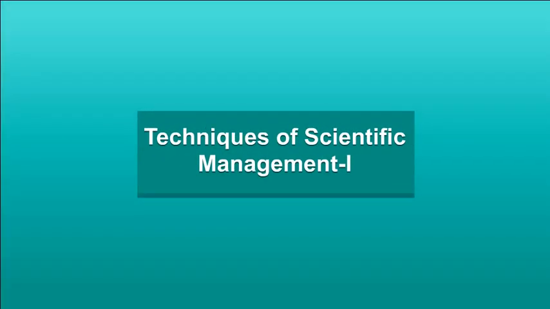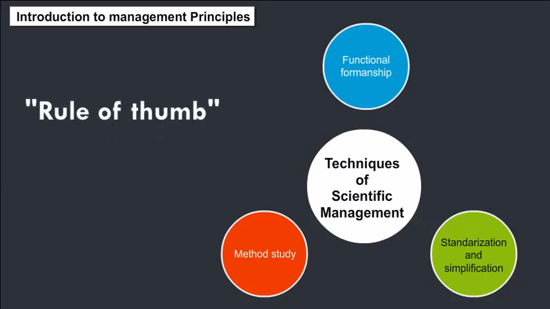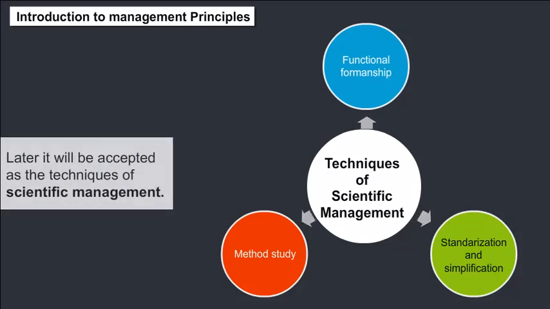Techniques of scientific management. F.W. Taylor suggested the following methods and techniques instead of the rule of thumb for the smooth running of a business enterprise. Later, these were accepted as the techniques of scientific management.